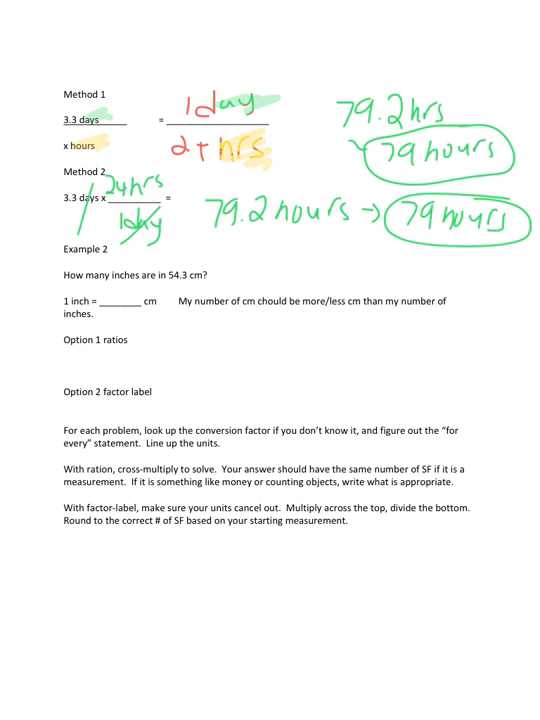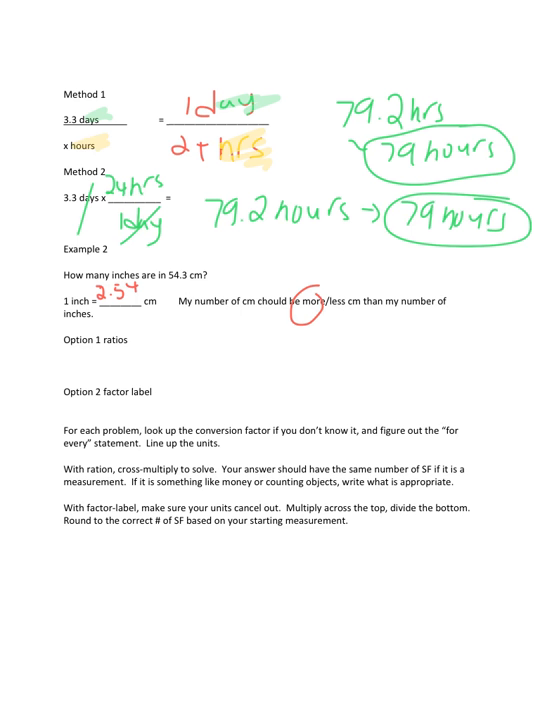Okay, so in our next one, I'm going to use that I have 54.3 centimeters, and I know here that 1 inch is 2.54 centimeters. So I'm going to write that down. And I know my number of centimeters should be more because a centimeter is small, so an inch is bigger. Think about your ruler. Centimeter is smaller.